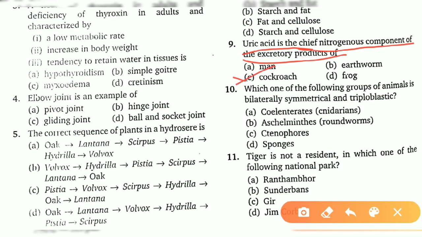Now 10th question: which one of the following groups of animals is bilaterally symmetrical and diploblastic? Options are Coelenterata, Aschelminthes, Ctenophores, or sponges. The answer is Aschelminthes.